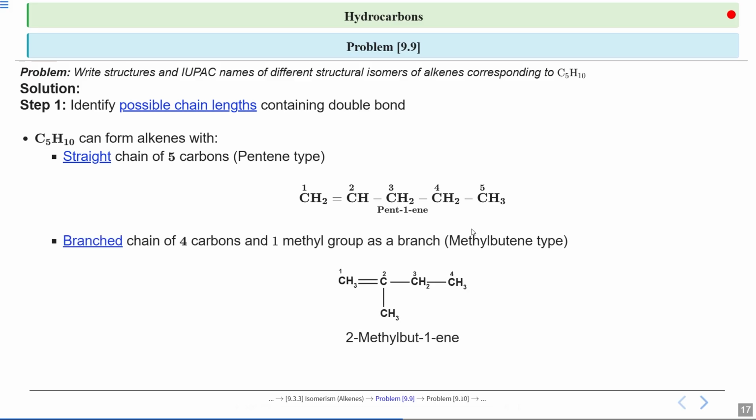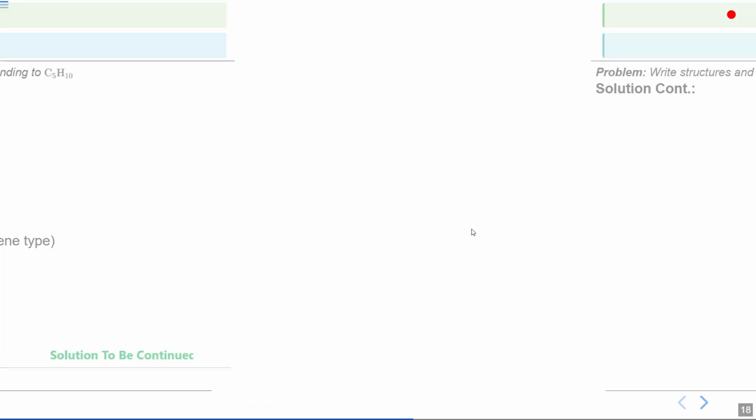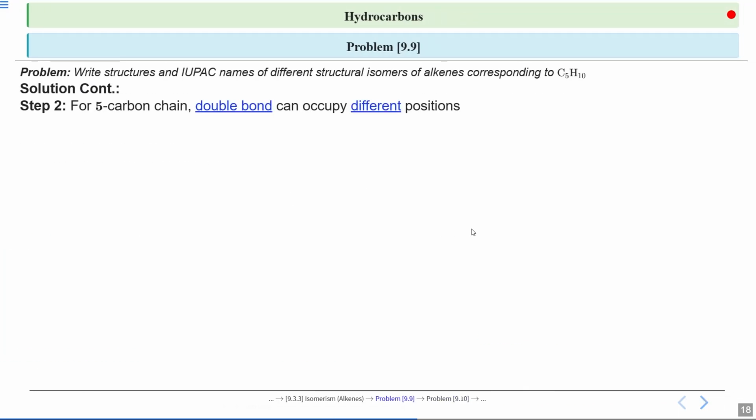Next, we have C5H10 but with a branched chain, with 4 carbon atoms and 1 methyl group as a branch, known as methylbutene. The structure for 2-methylbut-1-ene is illustrated here, showing how branching can create different isomers. Now moving on further, continuing with the solution.